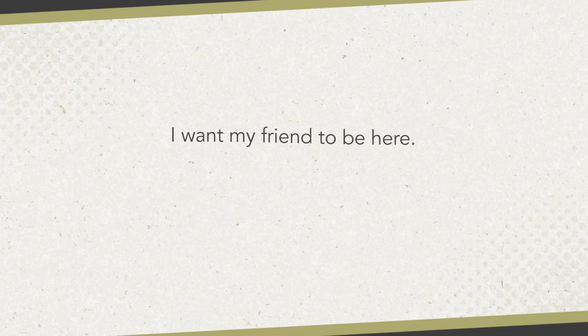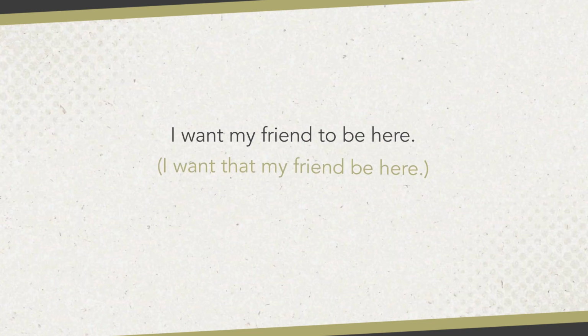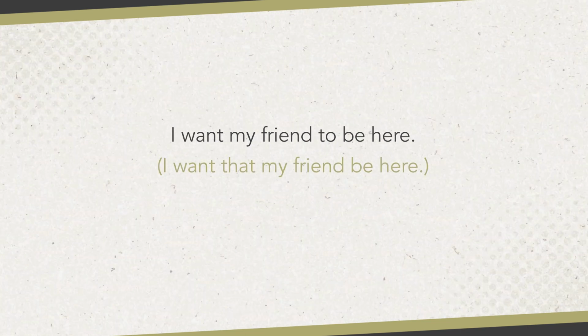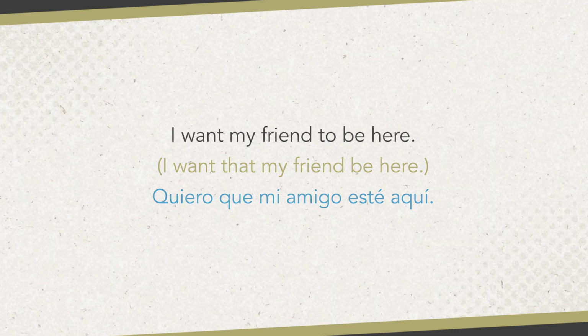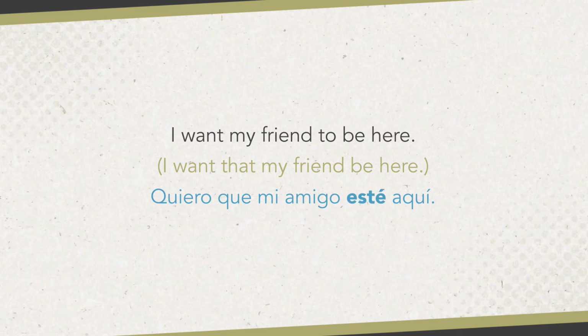Here's another example off of the same template. I want my friend to be here. In Spanish, what we have to say is, I want that my friend be here. Or, quiero que mi amigo esté aquí. As you can see, the subjunctive form is now esté instead of estés. In Spanish, instead of saying, I want you to be, I want her to be, and so on, we will instead conjugate the verb to be in the subjunctive, but specifically to refer to who we're intending the thing for.